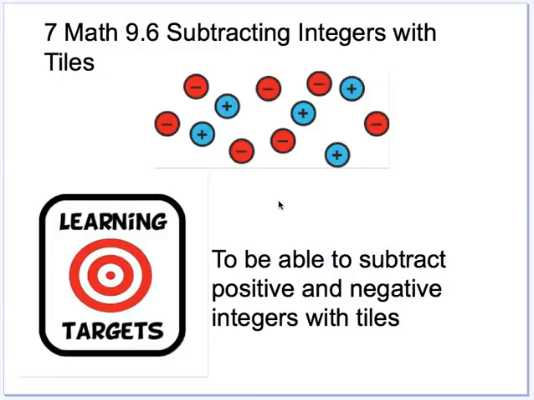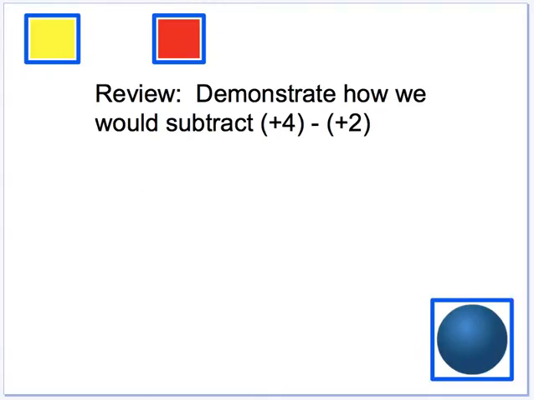All right, grade 7's 9.6. So now you've added integers with tiles. You've added integers without tiles. You've subtracted integers, obviously without tiles. So now we're going to do it with tiles, and it's actually a little harder. So pay close attention. It's a little tricky.